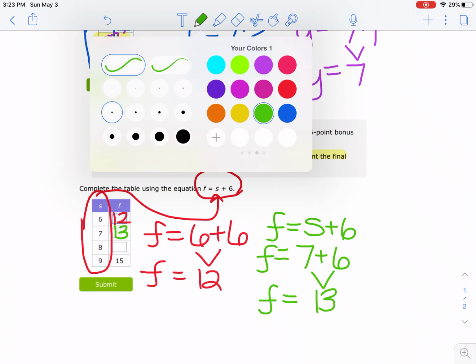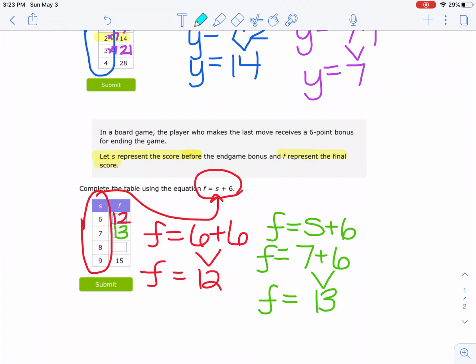And then I'll do the last one in this color, and same thing. I'm going to use the original equation that they gave me. And I know F equals, I'm going to substitute 8 in for S. 8 plus 6 is 14.